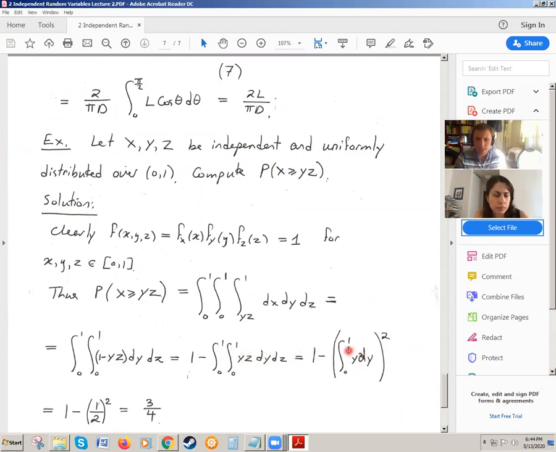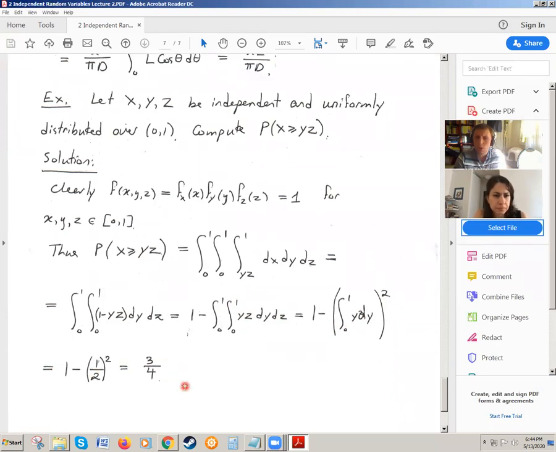And this equals 1/2 squared. So it's 1 minus 1/2 squared, or 3/4. And well, that is, I suppose, what I have for today.